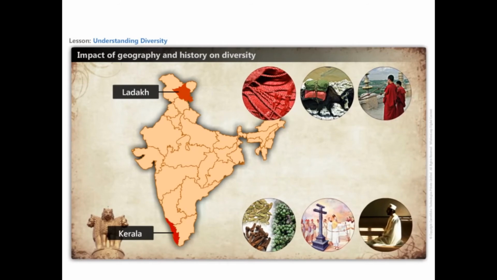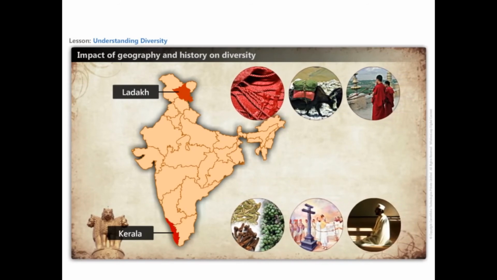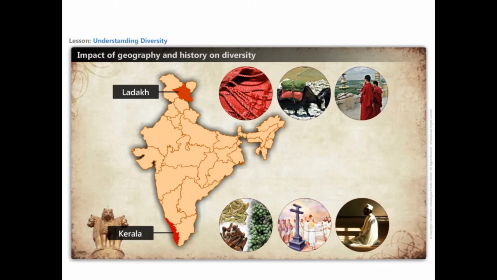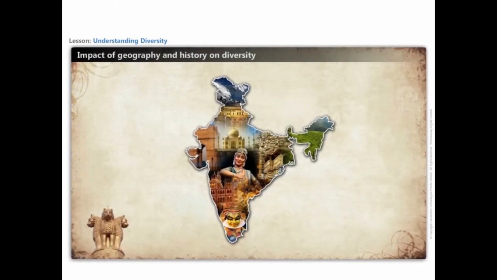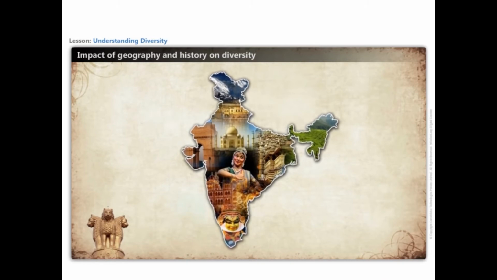Looking at these two examples, we can see that it was the geographical location of these areas which led to people of various cultures visiting and settling in these places. So, the diversity of a place is affected by its geography and also by its history.